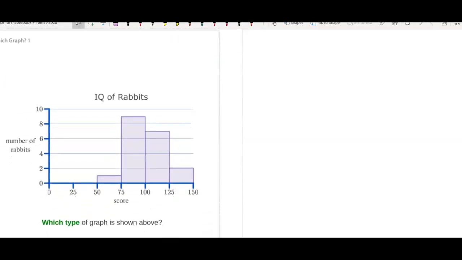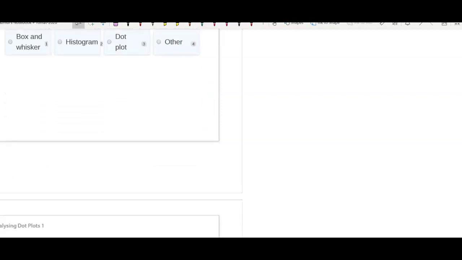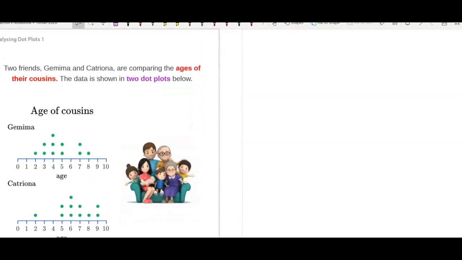Same sort of question. Try that. I'm not going to give you the straightforward answer. IQ of the rabbits. Ooh, that's pretty interesting stuff. Which type of graph is shown above? It's not a dot plot, it's not other, and it can be box plot or histogram. You should be able to choose that.